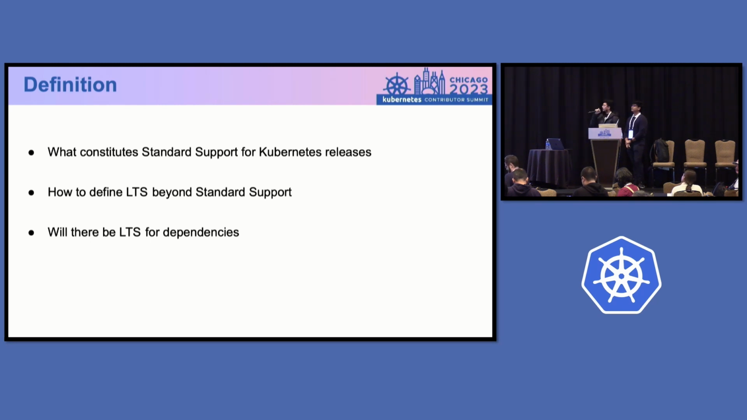So will there be LTS for dependencies? Kubernetes heavily relies on its components like containerd, CoreDNS, etcd, CNI plugins, and so on. So these releases should be available for Kubernetes fulfillment. So are we going to support these components as well? Well, yes and no, but we're going to discuss in the upcoming slides.